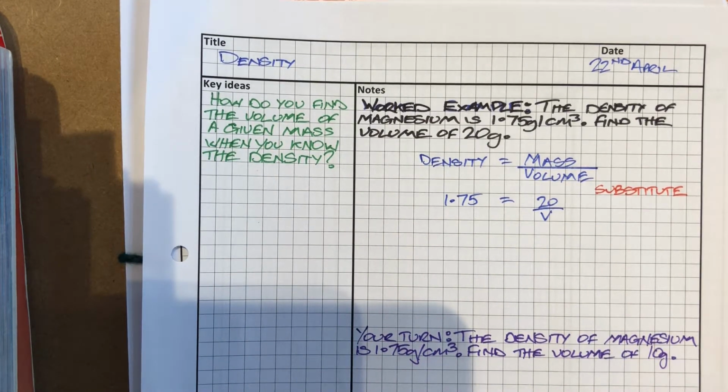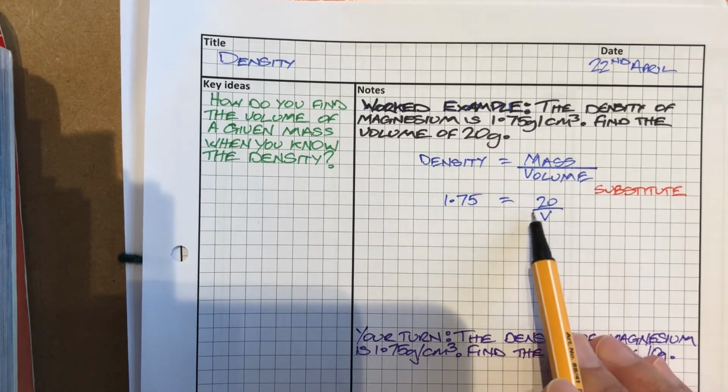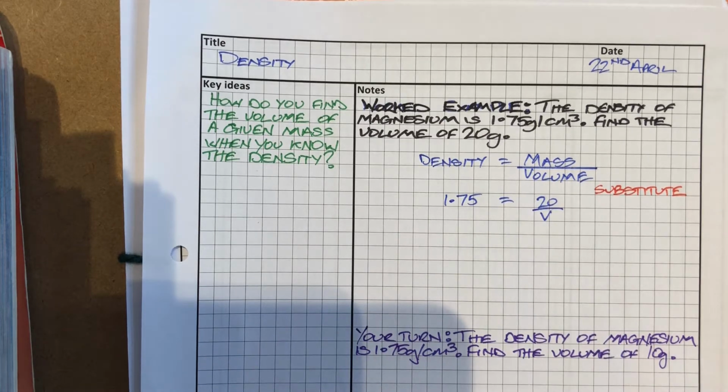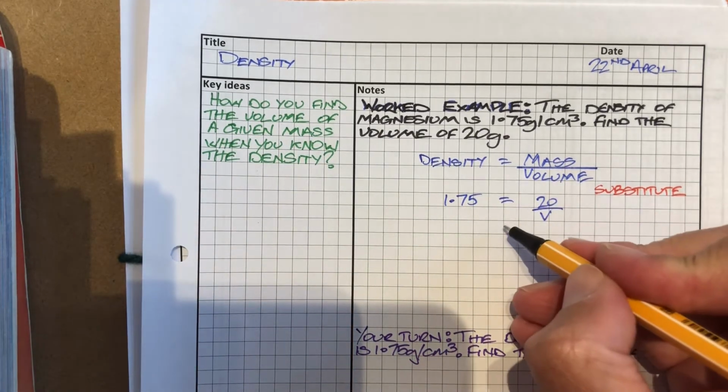And we can see now this is more challenging than the last set of questions we had because the number we're looking for, V, is on the bottom of the fraction. It's the denominator of the fraction. That's a bit of a problem for us. We don't like it down there. We prefer it not to be there. So let's make it not be there.